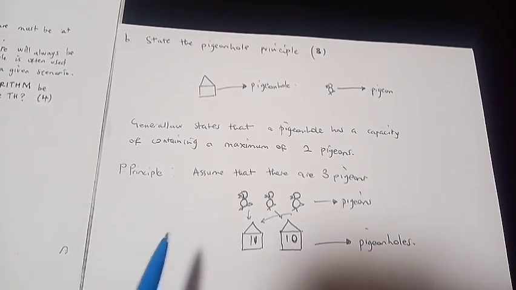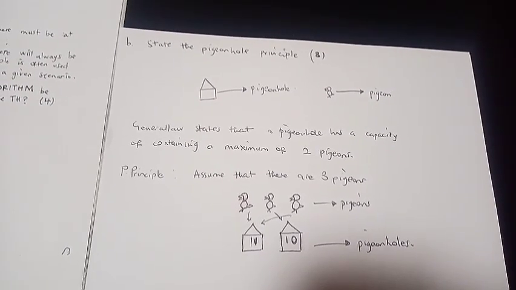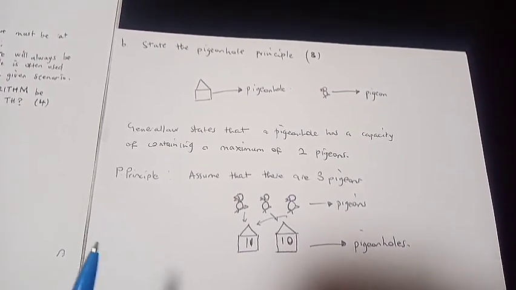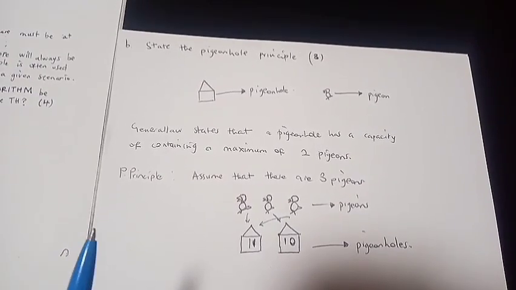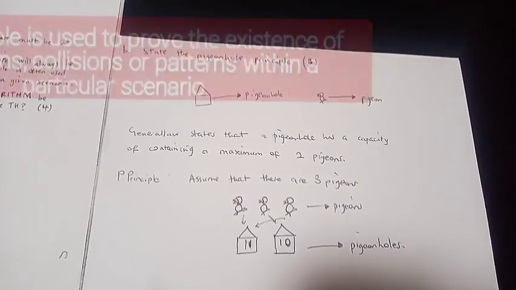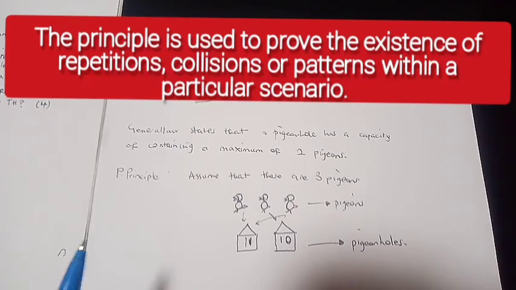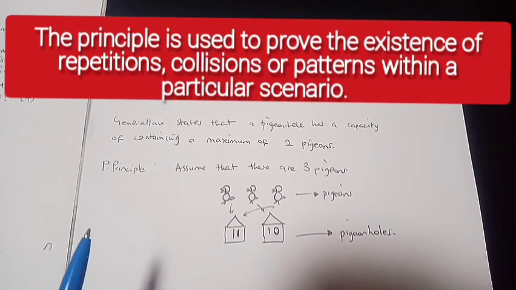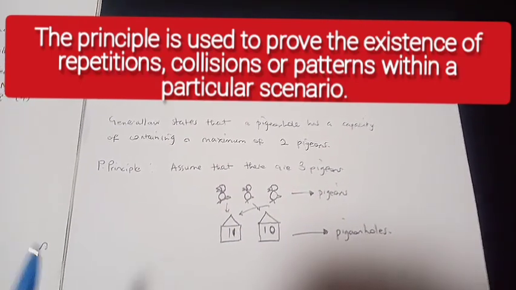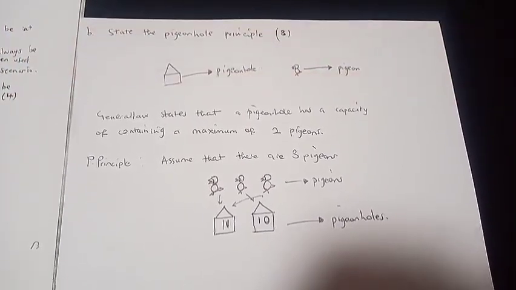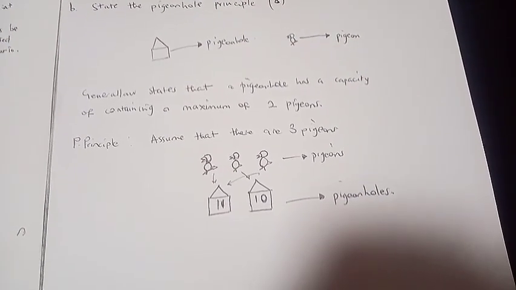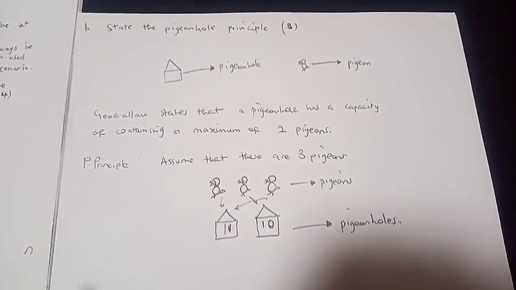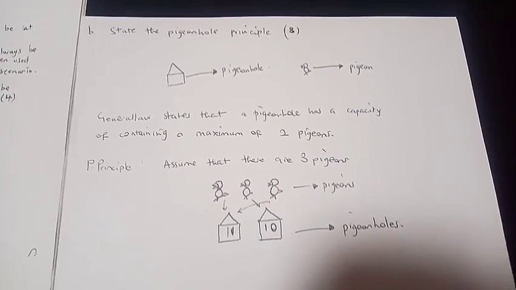If objects are distributed into containers, it ensures that there will always be at least 1 container with more than 1 object. The principle is often used to prove the existence of repetitions, collisions, or patterns in given scenarios. So for 3 marks, this would have done ourselves justice to scoop all the 3 marks.